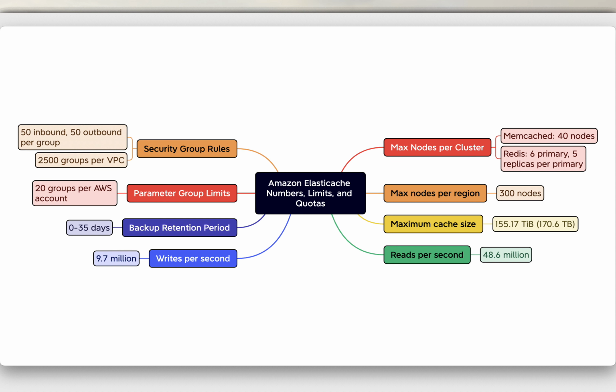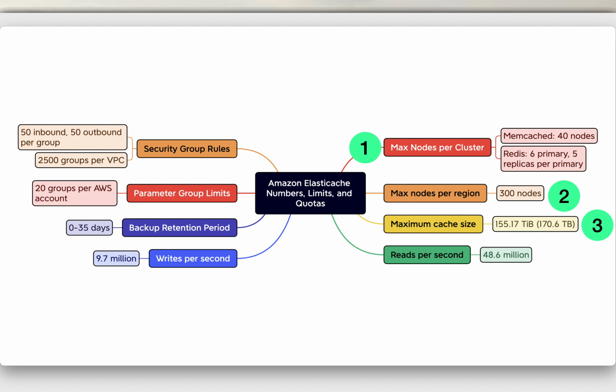Amazon Elasticache numbers, limits, and quotas. 1. Max nodes per cluster. Memcache supports up to 40 nodes while Redis, cluster mode disabled, supports up to 6 primary nodes and 5 replica nodes per primary node. 2. Maximum number of nodes per region, 300.